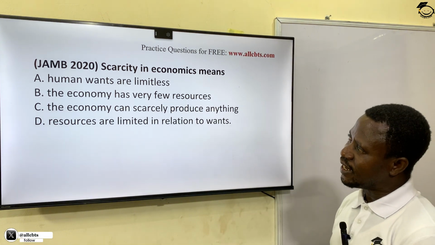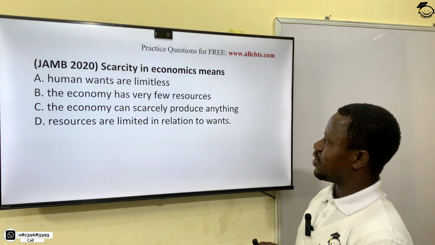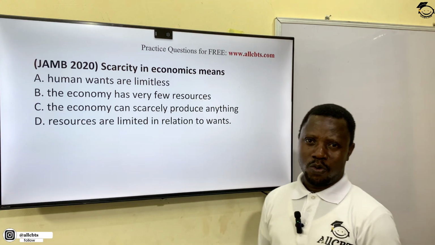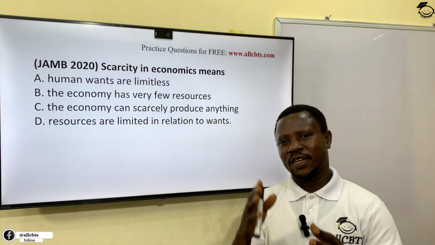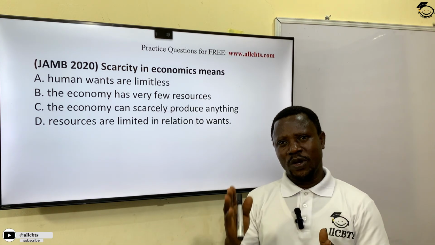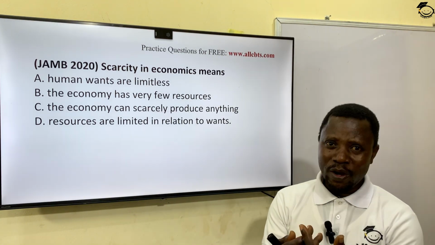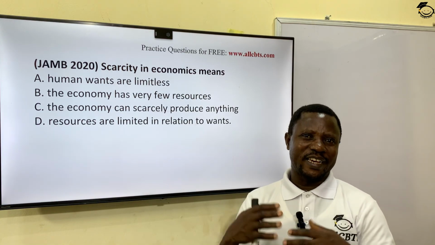So let's see. Human wants are limitless. The economy has very few resources. The economy can scarcely produce anything. Resources are limited in relation to wants. So in economics, the concept of scarcity comes into place, particularly when we compare the available resources with desired wants. In economics, we believe that human wants are unlimited. Human wants are so much that they are insatiable.